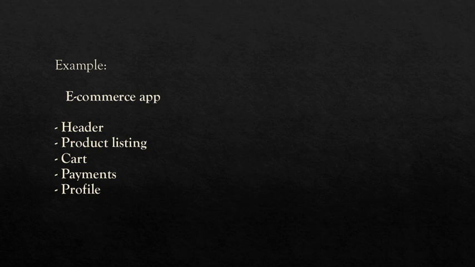For example, the e-commerce application has header, product listing, cart, payments, and profile. We can split the UI by business domains. Team A can work on header and login, that is user management. Team B can work on product list. Team C can work on cart management, and Team D can work on payments. Here header, product app and cart app components are built and deployed separately and used in one application.